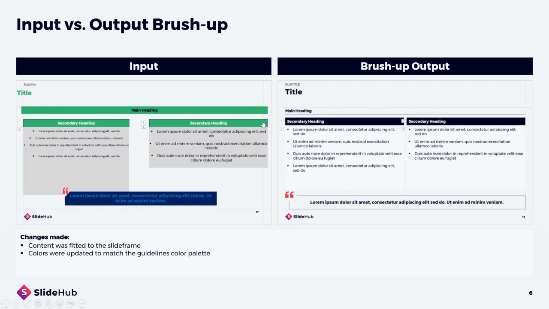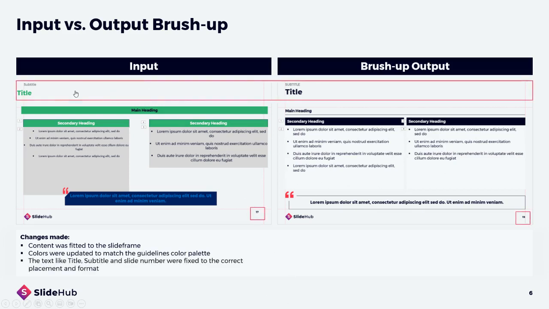Then the colors were updated to match the client's color palette. So you can see here we're using greens, grays, and blues, and now we're using the correct colors for the client based on the guidelines. Then the text like title and subtitle were also adjusted to fit the correct placement.